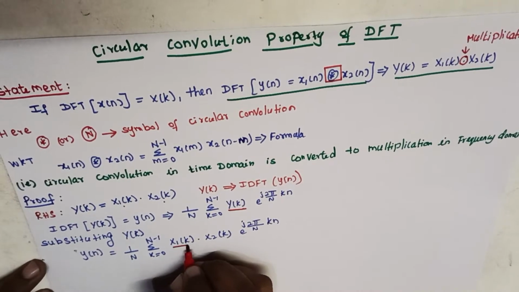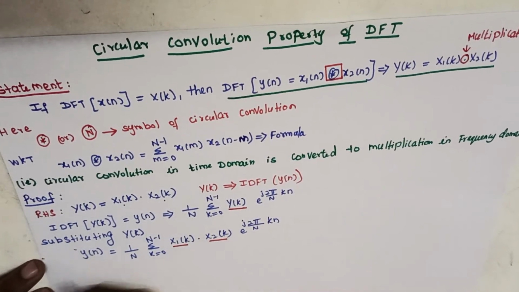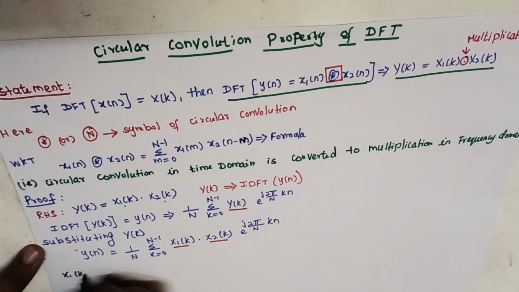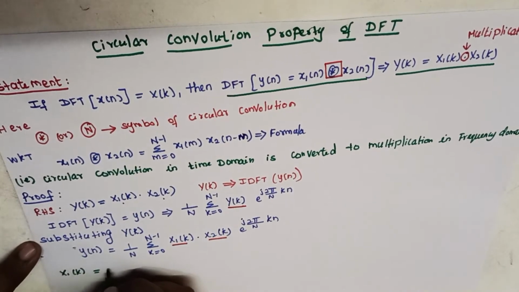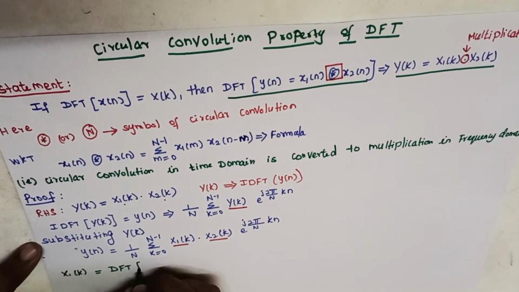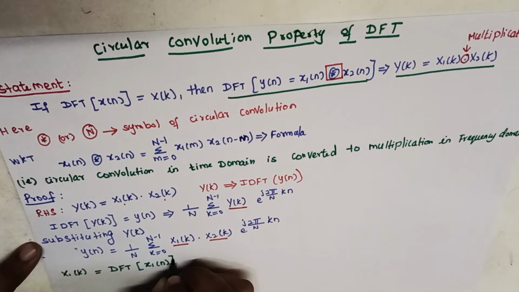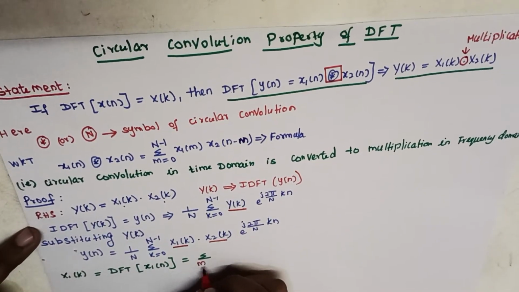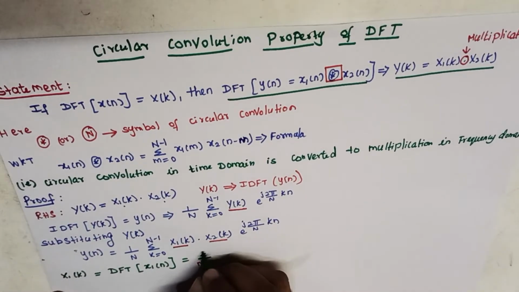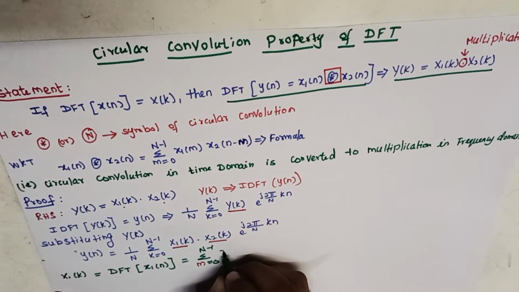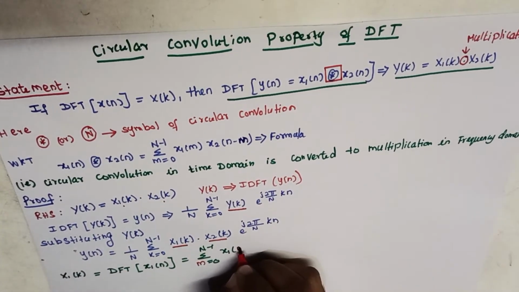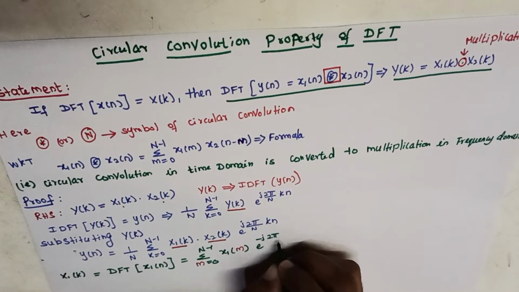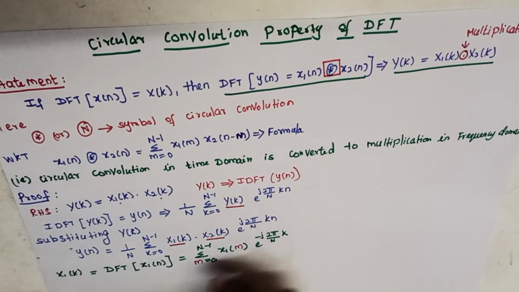And if you take this x1 and x2, x1 of k is DFT of x1 of n. So I can write x1 of k as, it is nothing but DFT of x1 of n, the formula for which is summation m is equal to 0 to n minus 1 x1 of m e power minus j 2 pi by n k m.